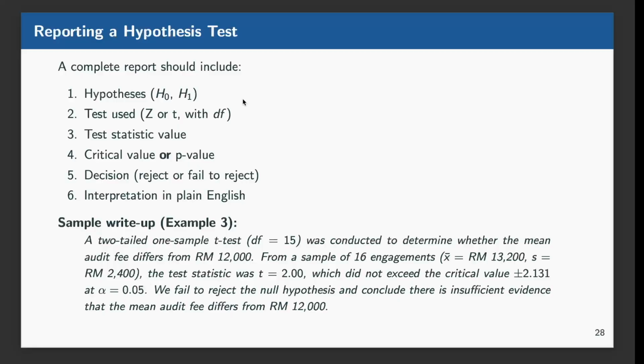A two-tailed one-sample t-test with 15 degrees of freedom was conducted to determine whether the mean audit fee differs from 12,000 ringgit. From a sample of 16 engagements, with X bar equal to 13,200 ringgit and S equal to 2,400, the test statistic was T equals 2.00. This did not exceed the critical value of plus or minus 2.131 at alpha equals 0.05, so we failed to reject the null hypothesis. We conclude there is insufficient evidence that the mean audit fee differs from 12,000 ringgit.